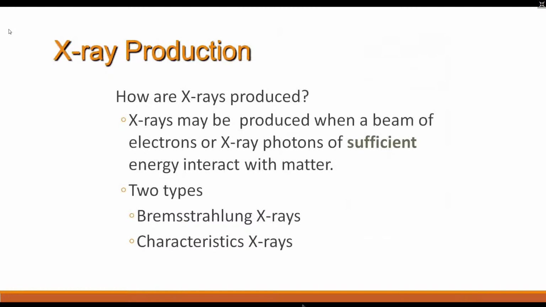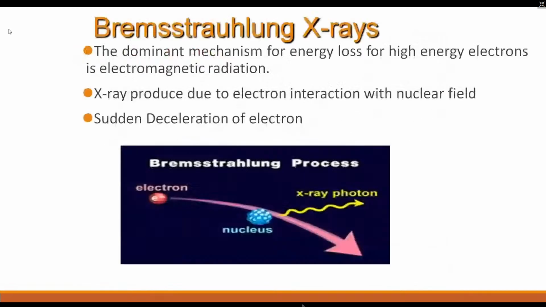Okay, we talk about X-ray production. There are mainly two types of X-rays. One is called Bremsstrahlung X-rays. The other one is called characteristic X-rays. I have a small animation here showing how the X-rays are produced.